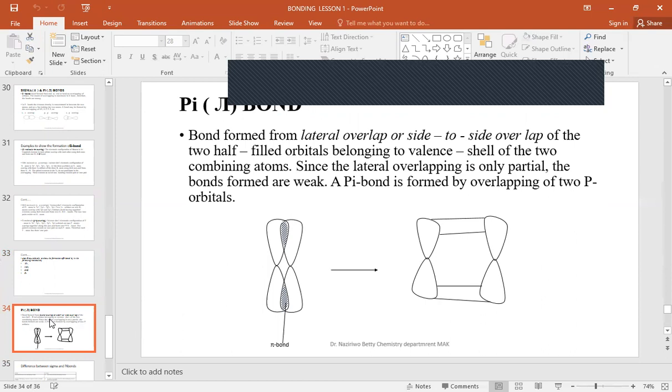What is a pi bond? A pi bond is the bond formed by lateral, or side-to-side, overlap of the two half-filled orbitals belonging to the valence shell of the two combining atoms. Side-to-side overlap. These two are overlapping, resulting in the formation of a pi bond.